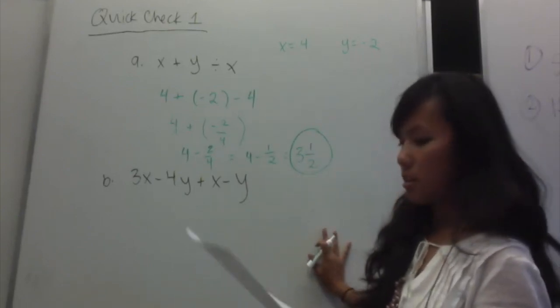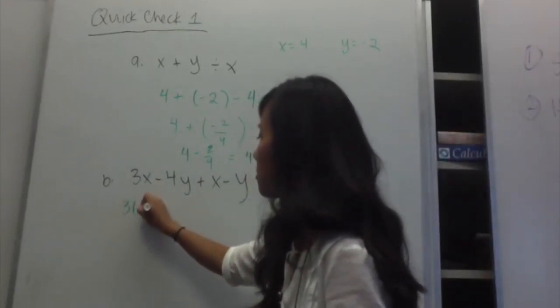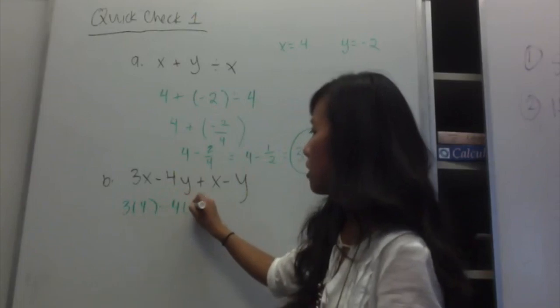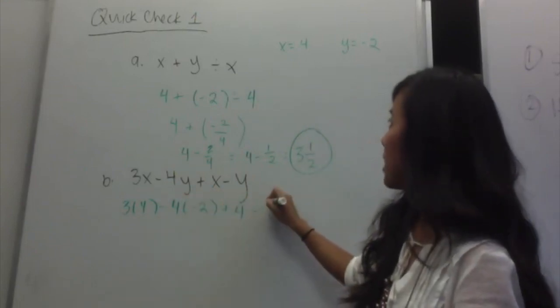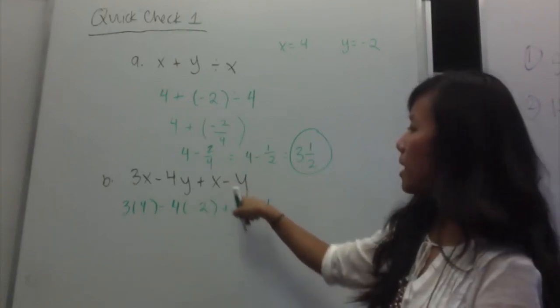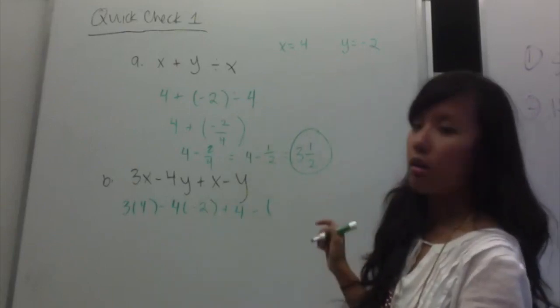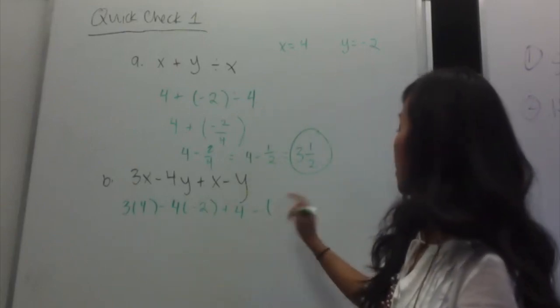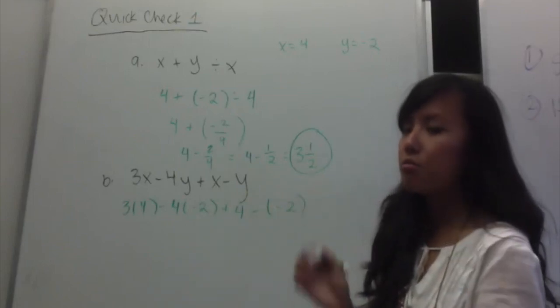So B, let's do the same thing. We're going to plug things in. 3 times 4 minus 4 times negative 2 plus 4 minus, I know you can automatically put plus here because it's a minus, but show all your work, okay? So minus y, which is minus negative 2. If you write everything down, you won't make a mistake.